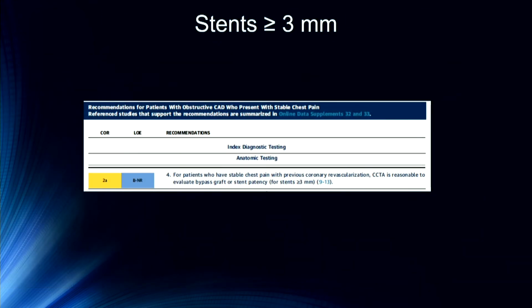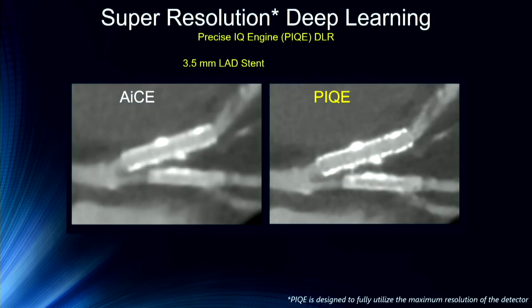So going back to the guidelines again, what do these recent guidelines say for stent evaluation? Well, it's a 2A indication to evaluate stents that are equal to or greater than 3 millimeters in diameter. So this is what it looks like. On the left is our clinical standard, which is ACE, and on the right, with super resolution deep learning, we're able now to better visualize the stent. We're able to see the individual stent struts.